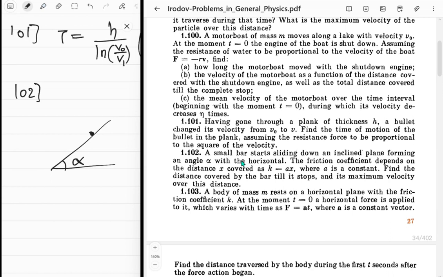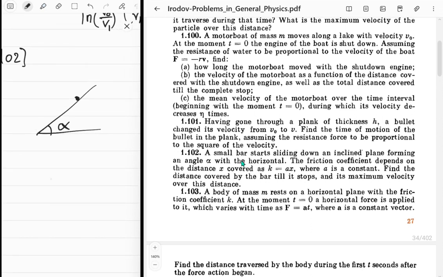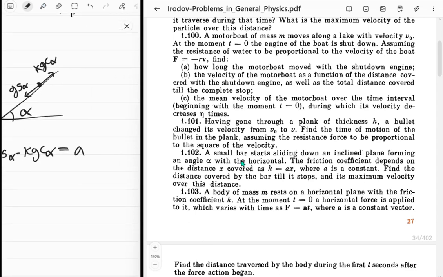Sure, k is equal to ax, so the friction coefficient depends on distance covered. Find the distance covered by the bar till it stops. First of all, we have g sine alpha acceleration in this direction, and the coefficient of friction times g cosine alpha in this direction. So the acceleration will be g sine alpha minus kg cosine alpha. That's our acceleration.